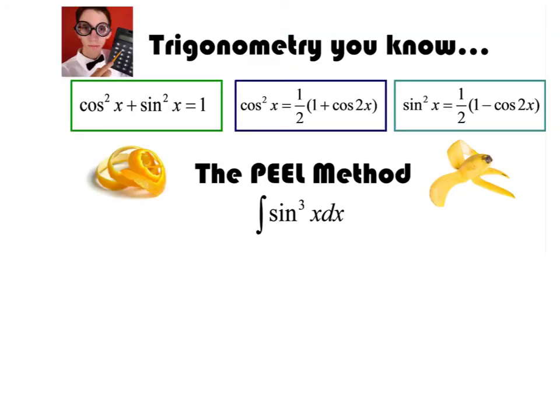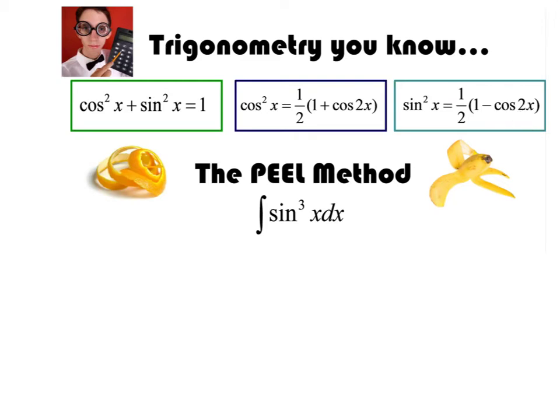The Peel method. I put up some basic things you know, or should know, from your pre-calculus course. Of course, cosine squared plus sine squared is 1, which we should absolutely know. Some angle identities: cosine squared comes from the cosine double angle identity. Cosine squared is equal to 1/2 of 1 plus cosine 2x, and sine squared is equal to 1/2 multiplied by 1 minus cosine 2x.